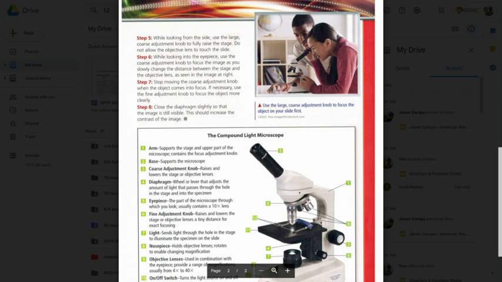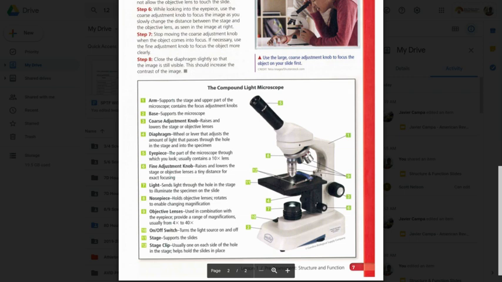Step 6. While looking through the eyepiece, use the coarse adjustment knob to focus an image as you slowly change the distance of the stage and objective lens as seen in the image to the right. Step 7. Stop moving the coarse adjustment knob when the object comes into focus. If necessary, use the fine adjustment knob to focus the object more clearly. Step 8. Close the diaphragm slightly so that the image is still visible. This should decrease the contrast of the image.